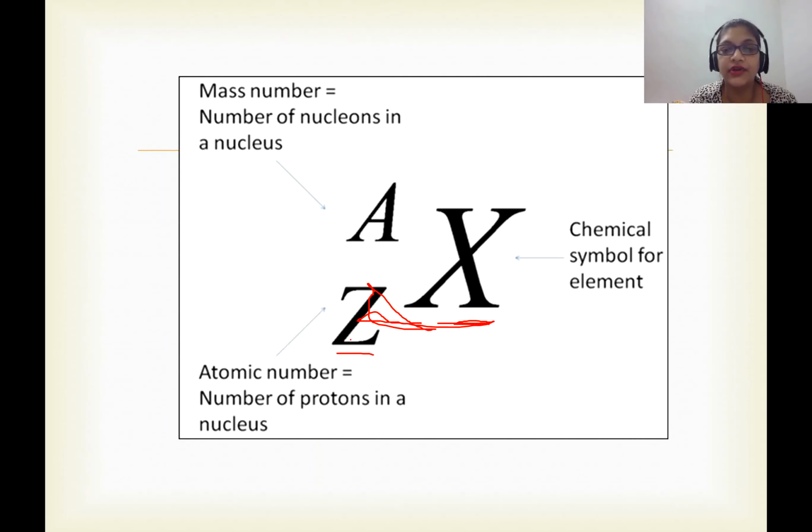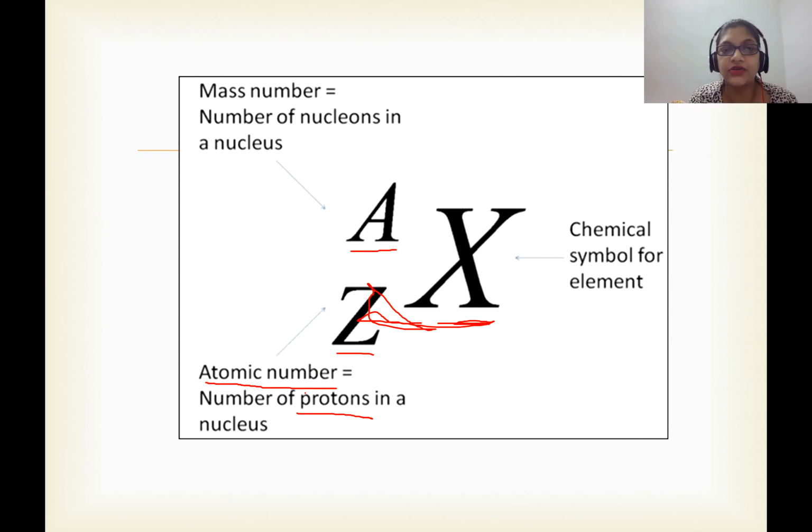Now Z below, which you will write down, denotes the atomic number. That means the number of protons. The superscript is A, which is the mass number, or the number of nucleons present inside. So if we know the symbol of the element, the mass number, and the atomic number, we can represent the atom in this form.